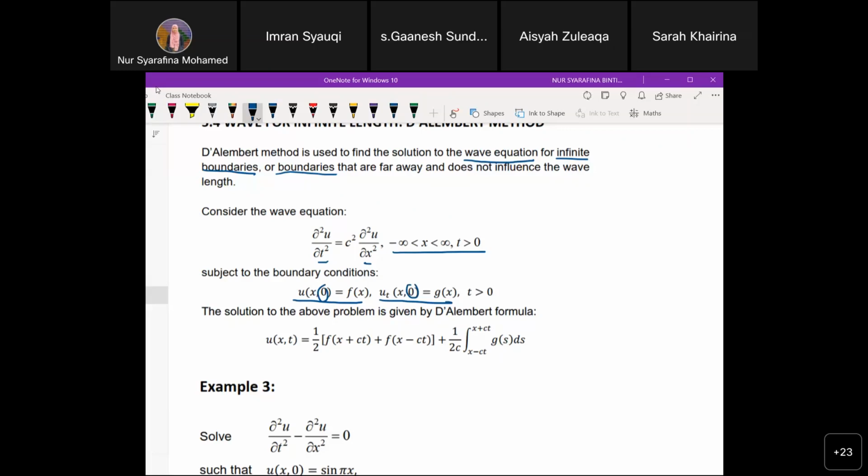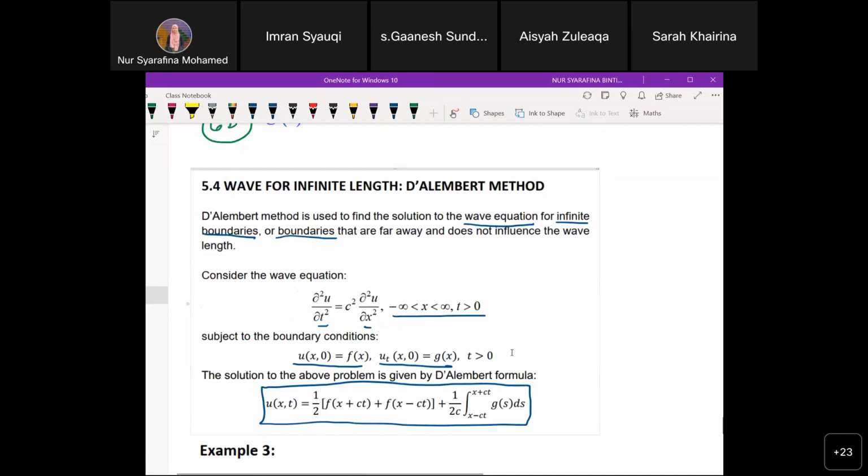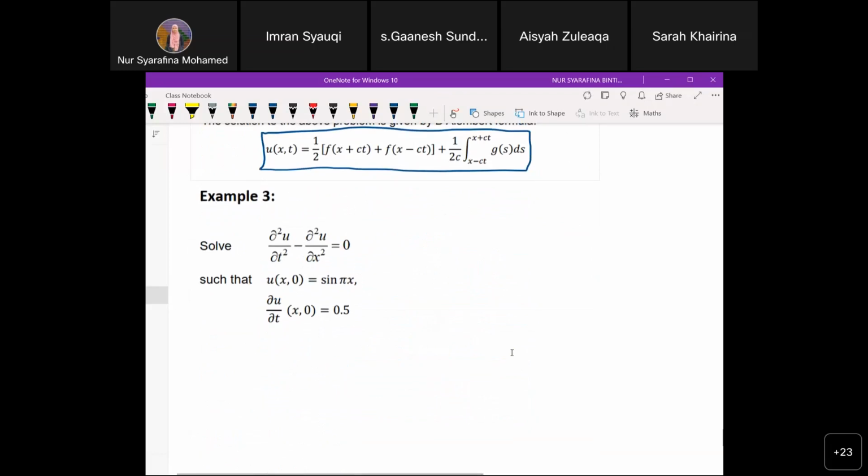Then, by the Alembert method, the solution will be given by this formula. The Alembert method is quite easy compared to the MSV because we have this kind of formula. So now let's try to solve this example. This Alembert method is used for waves with infinite length, infinite boundaries.